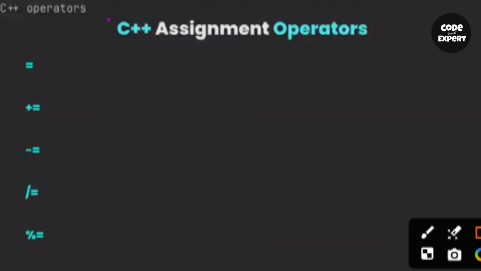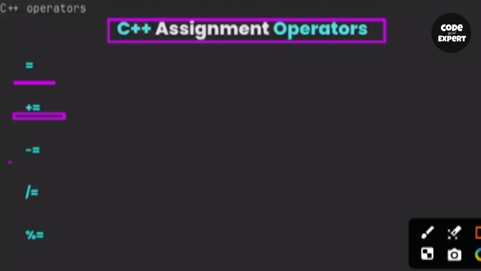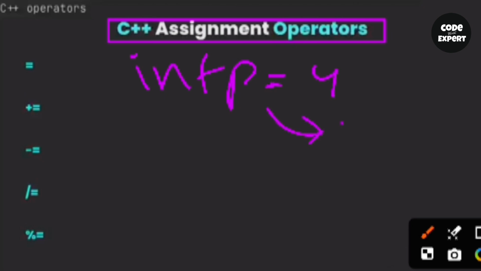So our next operator is the C++ assignment operator. In this operator we will see very basic things. These are used to assign values in C++. For example, if I say int p equals 4, here the equals sign is used to assign the value to p in C++.